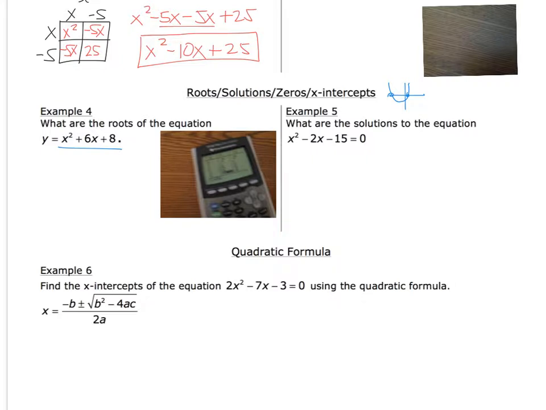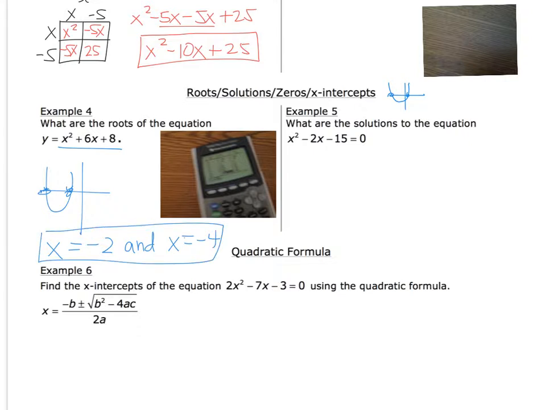Okay? So, in my example here, I'm going to just draw a quick little sketch. I had 2 points over here, -2, -4. Those are my answers, right? Those are supposed to be points. We've got x equals -2 and x equals -4.